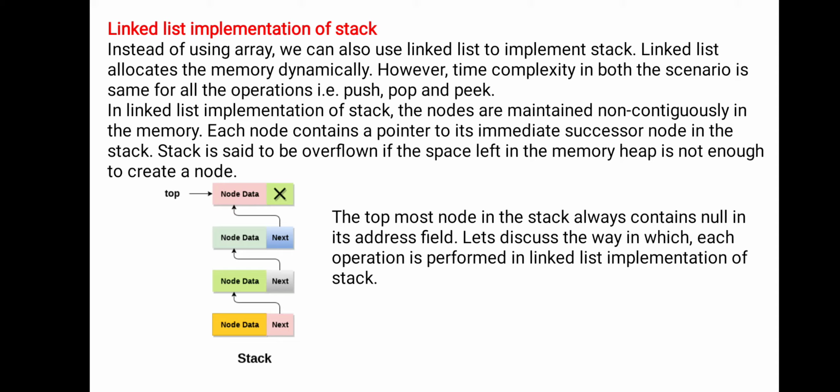See, instead of using arrays, we can also use a linked list to implement a stack. Linked list allocates the memory dynamically. Here we have to know dynamic allocation of memory. What is the meaning of the words static and dynamic? Static means stable, right? And dynamic means at runtime, meaning it can vary or change, right?